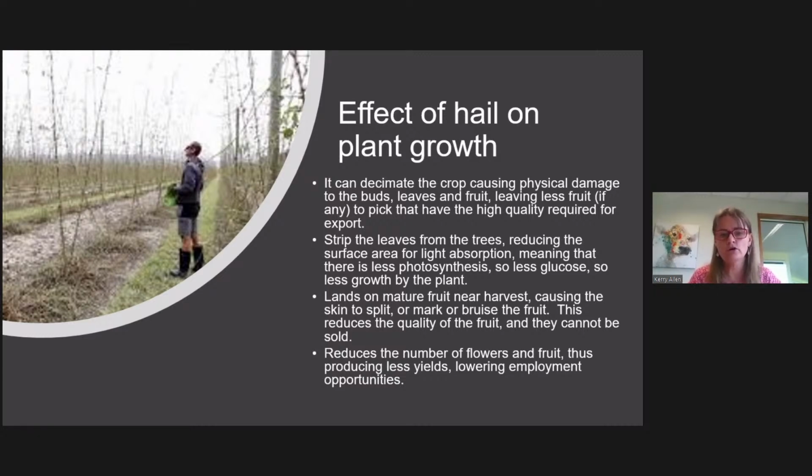If you have a crop on, like they did this year, such as apples, then they are smashed. So they will split, they mark, they bruise, they reduce their quality, and they cannot be sold usually because bacteria and mold grows in them. If you're in the flowering stage, it will reduce the flowers. So therefore, if that's happened, you have got less yields and you're going to have lower employment opportunities. They didn't harvest predominantly most of the Motueka area due to that.